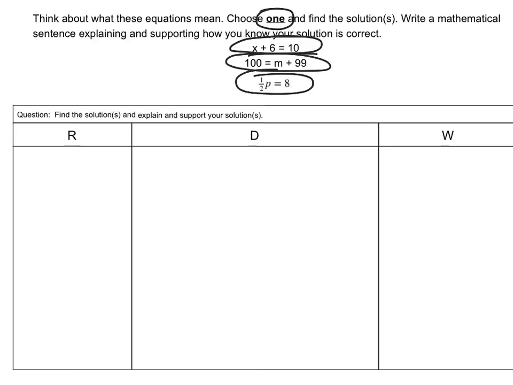Now, I kind of made it easy for you. I identified the question: find the solution or solutions and explain and support your solutions. So in this particular question, think about it: it's asking you to do something and it's telling you what else you need to do. So it's really like two parts. You need to find a solution and explain and support. So when you go into your write, there should be at least two parts that are answered completely. Don't forget that.